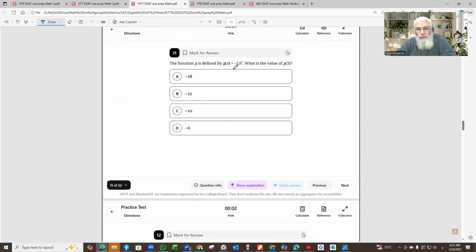The function g is defined by g of x equals negative 2x squared. What is the value of g of 3? For g of 3, you substitute x equal to 3. Negative 2 times 3 squared. It is negative 2 multiplied by 9, which is negative 18. The answer is negative 18.